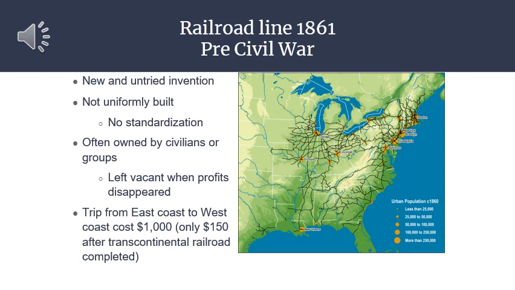A trip from the East Coast to the West Coast prior to the Civil War could cost as much as $1,000. Or after the completion of the Transcontinental Railroad, after the end of the Civil War, the trip would cost only $150.